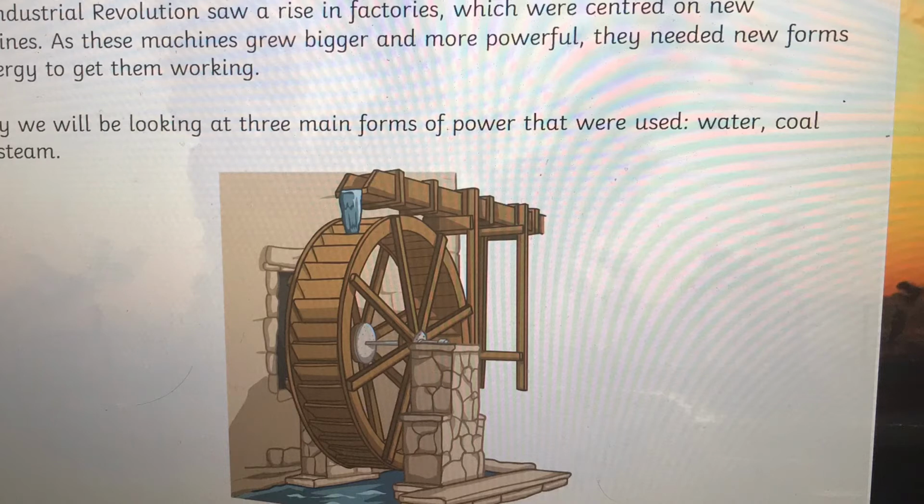The Industrial Revolution saw a rise in factories, which were centered on new machines. As these machines grew bigger and more powerful, they needed more forms of energy to get them working. Today, we are going to be looking at 3 forms of power that were used: water, coal, and steam. With these 3 forms of power, all new technology has arrived. So, water, coal, and steam are very important in terms of production.